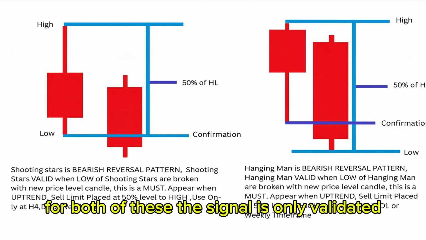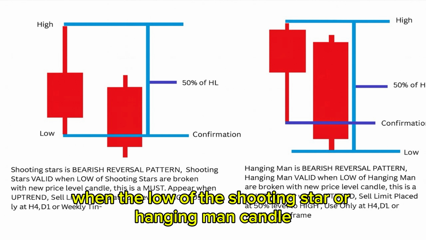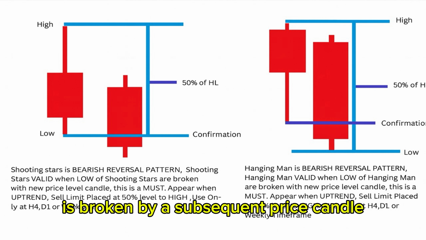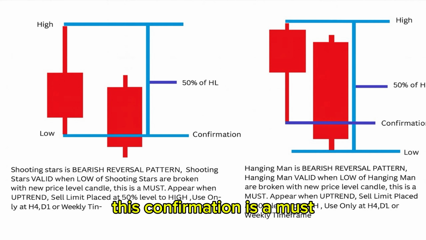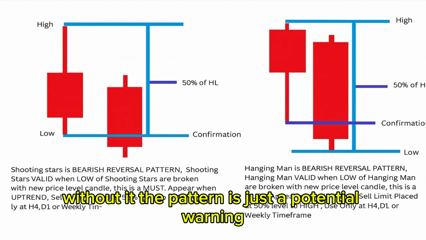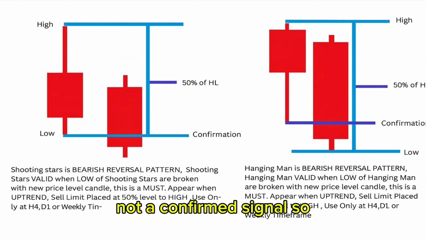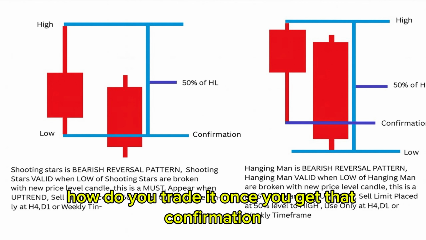For both of these, the signal is only validated when the low of the shooting star or hanging man candle is broken by a subsequent price candle. This confirmation is a must. Without it, the pattern is just a potential warning, not a confirmed signal. So, how do you trade it?